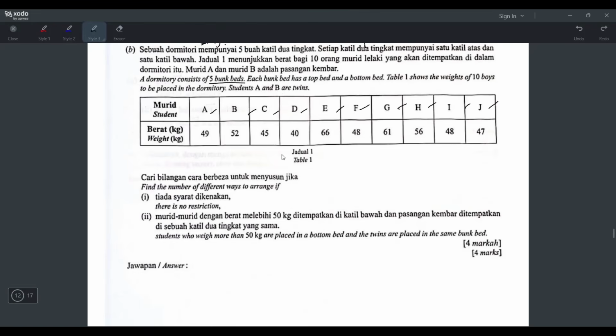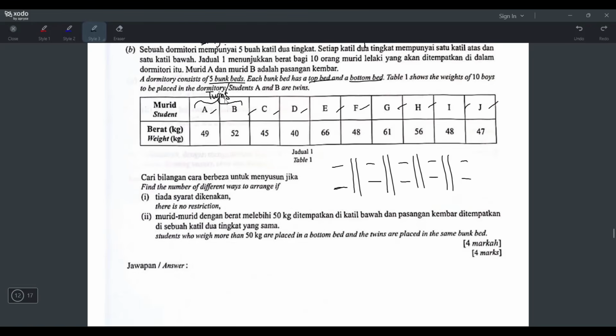Okay. So there's 5 bunk beds. Is it enough for all students? So a bunk bed has top and bottom, right? So let's draw a bed. Okay, I'm not going to draw a nice bed. Just imagine this bed. Okay, but there's 5. So let's separate this. Okay, and then 2, 3, and then 4, and then 5. Okay, so this is the top, and then this is the bottom. Okay, table 1 shows the weight of 10 boys to be placed in the dorm. Students A and B are twins. Okay, so I think I'll just do it like this. So I remember these two guys are twins.